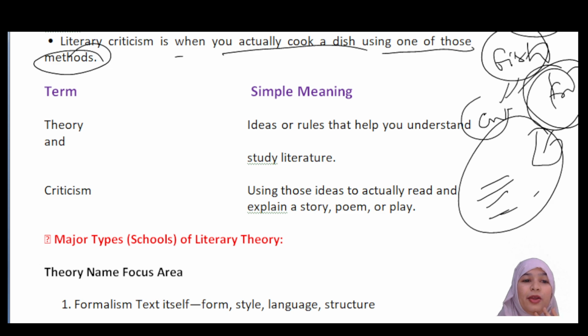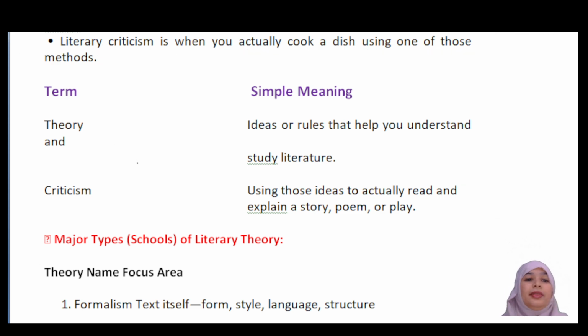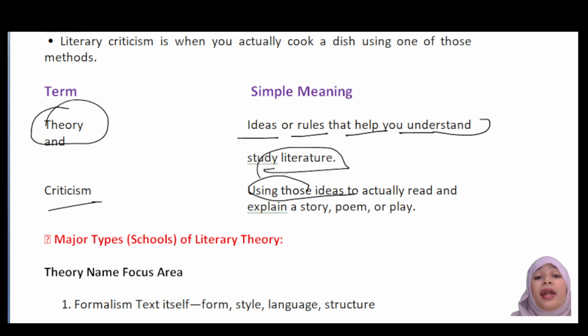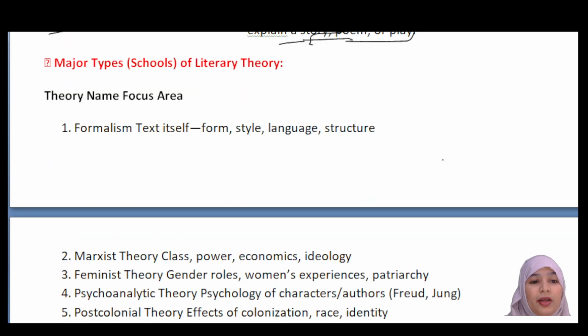Okay, let's begin. Furthermore, theory and criticism. The term theory means ideas or rules that help you understand and study literature, whereas criticism is using those ideas to actually read and explain a story or a poem. That is what criticism is. We can see the major types of literary theory and literary criticism.